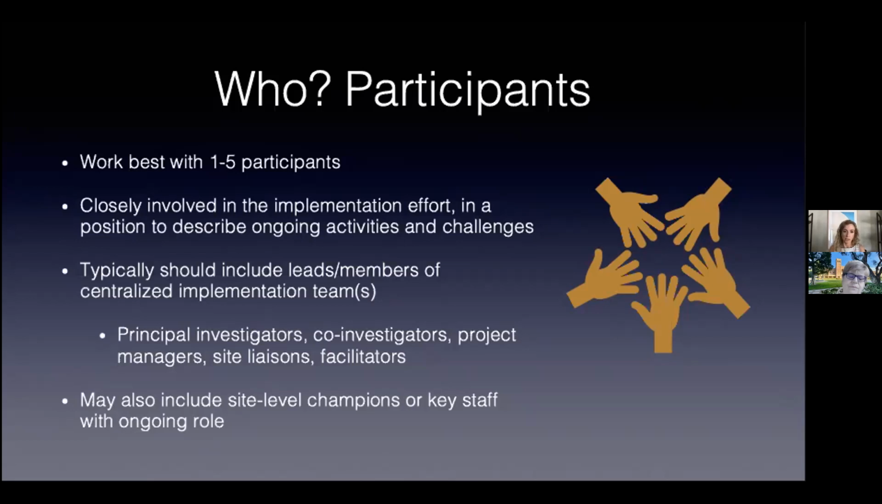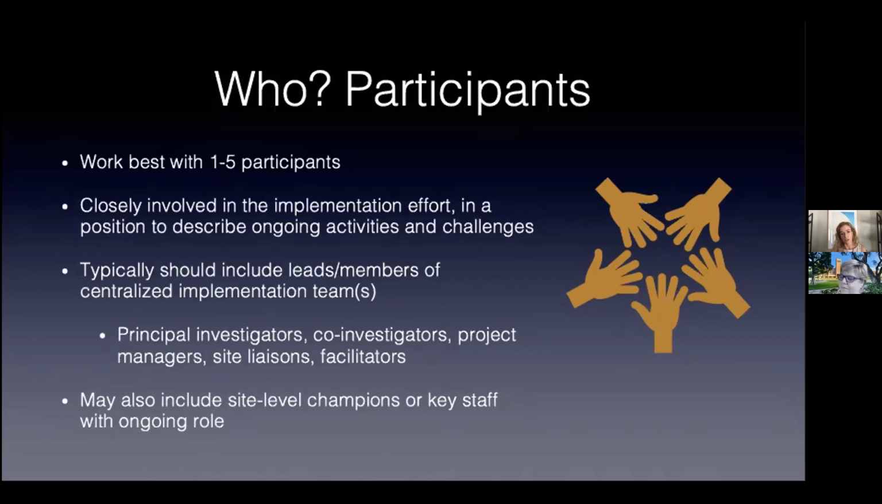So that's typically going to include the leads or members of the centralized implementation teams. For example, the PIs, often co-Is, project managers, site liaisons, champions at the site, facilitators, folks who are really in a position to see what's happening, either at the big picture in a centralized way or at the site level.